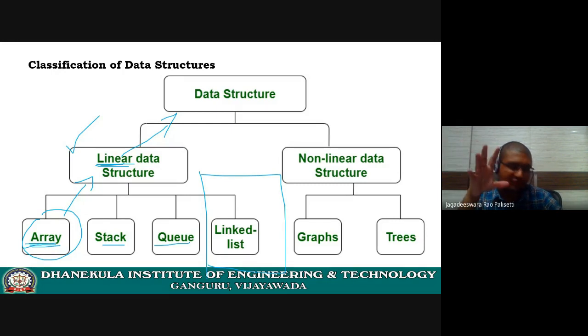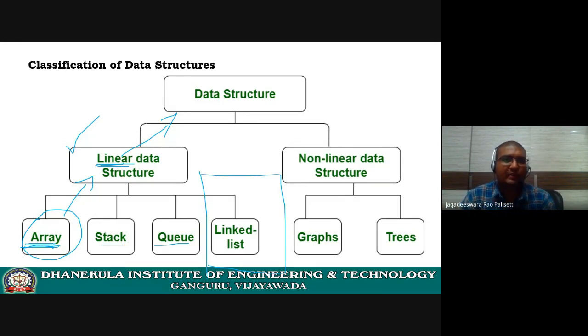Simple example. I have some 10 data elements. I need to store them in the computer's memory by following the array data structure. Am I clear? I have 10 data elements, maybe your roll numbers, maybe your names, or any type of data. I need to store them in the computer's memory, and I am following array. As it is a linear data structure, what is the constraint? I should have 10 memory locations, and those should be in a continuous manner.